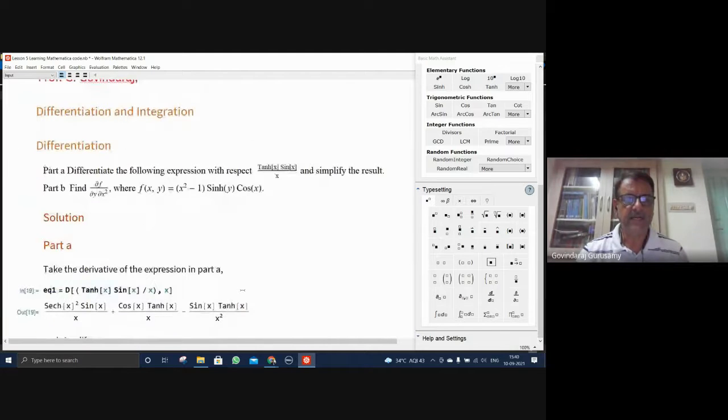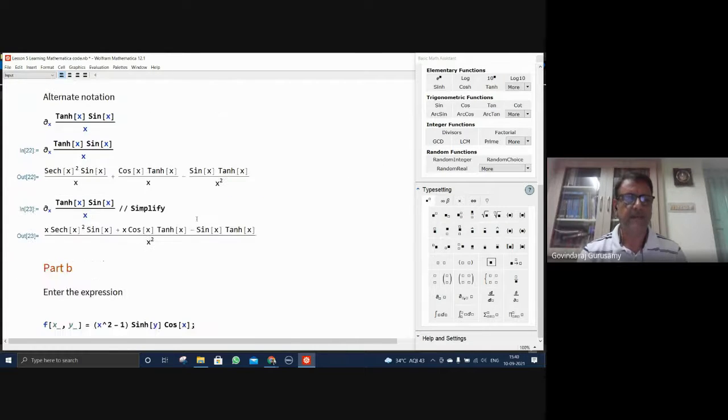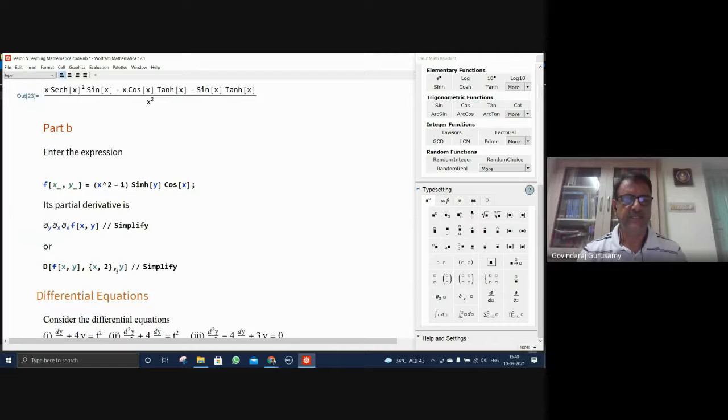That's the result. Next, part B. Well, part B is a little involved. You have a partial derivative. f of x comma y is sin h y cos x plus x square minus 1, which means cos of x square minus 1 is one of the functions which depends on x, and this is the y variable. That's why it's f of x. Now we can see what is happening, f of x underscore y underscore, defined like this because there are two variables.